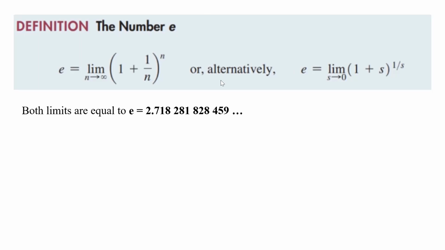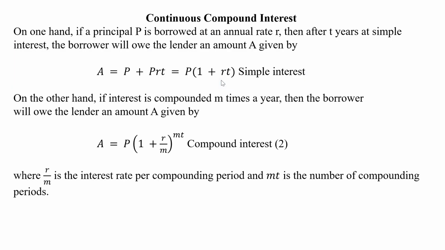All right. So with continuous compound interest, on one hand, if a principal, which we usually label as P, is borrowed at an annual rate R, then after T years at simple interest, the borrower will owe the lender amount A given by the formula A = P + PRT. And remember, that's just interest. So this is really equal to P(1 + RT). This is our simple interest formula.